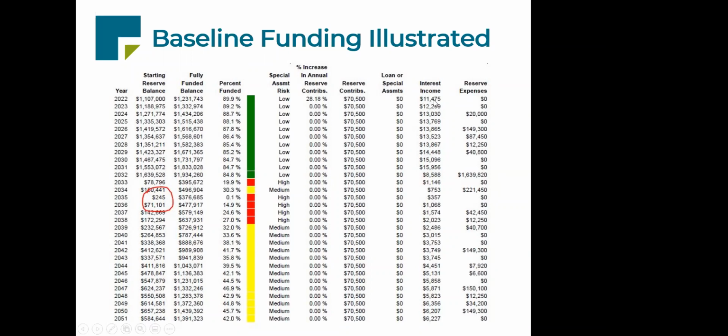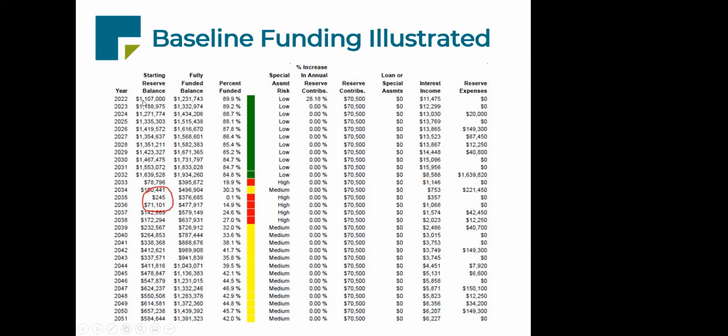Okay, if there's any loans or special assessments there, you would see that here. Again, we can assume some interest income, and then we would have our reserve expenses, whatever's on the schedule to take place in that year. Okay, now we've got a spreadsheet here, so it's going to make the math pretty easy for us. We're going to have our starting reserve balance, and then we're just going to measure the cash flow. Remember, I said the other term for the pooled method is called the cash flow method.